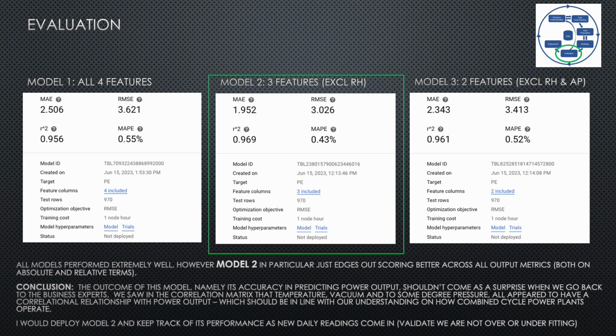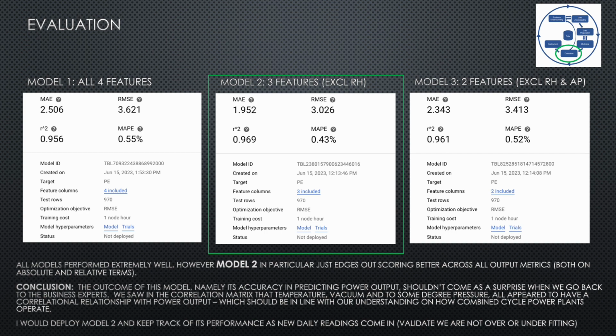But the one that's really outperforming all the others is my second model, which was using three features, and I excluded humidity there. RMSE value of 3.026, R squared of 0.969. So, across relative and absolute terms compared to the others, which were pretty close as well, this one just edges out.